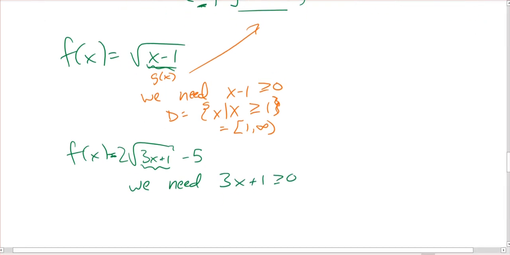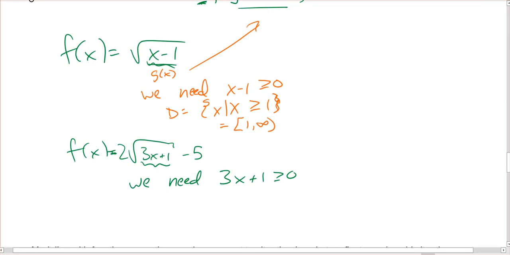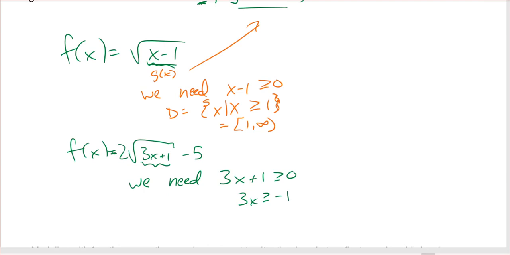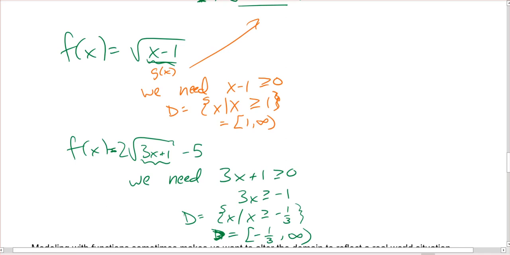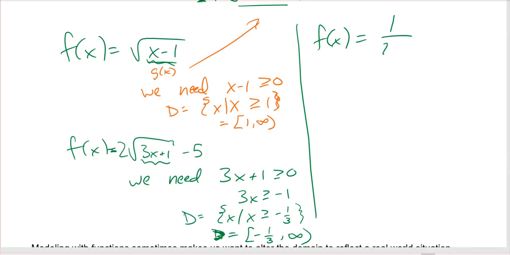Greater than or equal to 0. So we would go and solve that, right? We can subtract 1 from both sides, and then divide by 3. And we can write it in set builder notation if we like, or as an interval as well, and that's our domain. Okay, super. Okay, so we didn't do any examples of something that might look like this.